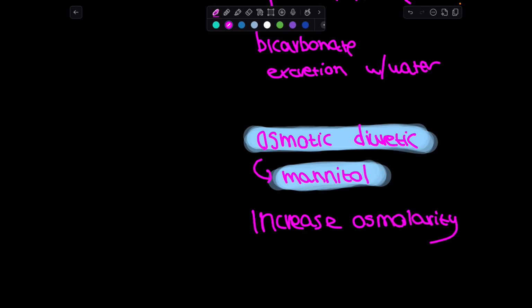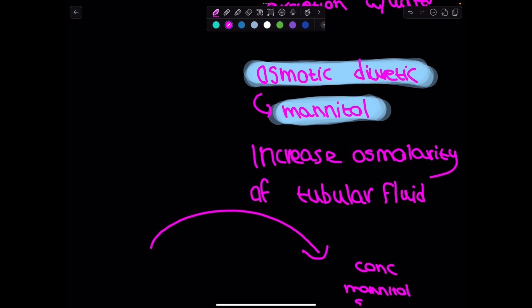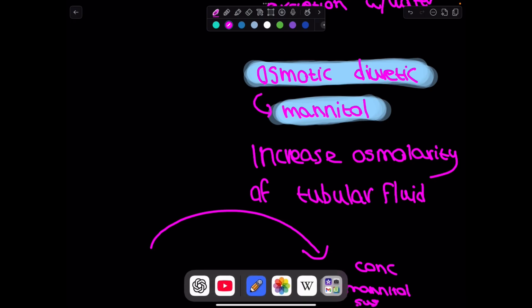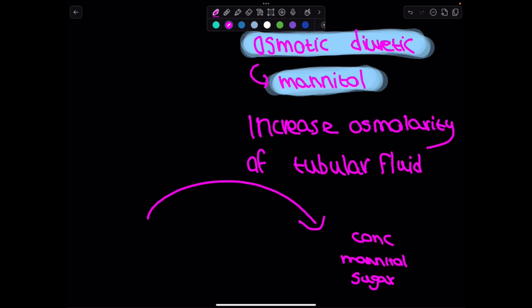Increasing the osmolarity of tubular fluid means mannitol, a non-reabsorbable sugar, stays in the nephron's tubule, raising the concentration of solutes in the fluid, which So water's gonna come in. Exactly. Mannitol raises the tubule concentration. And the concentration of mannitol sugar, you said, how is it going to increase?